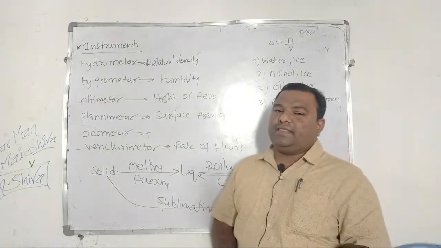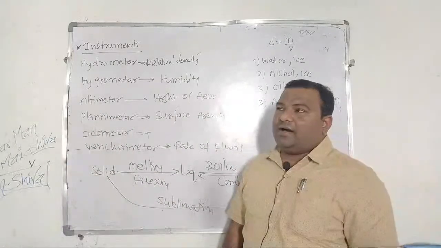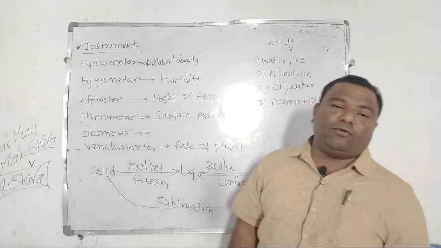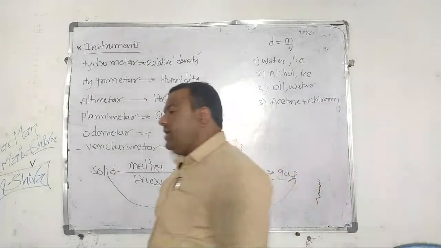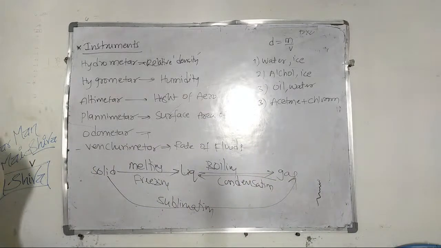Altimeter. It measures the height of the aeroplanes. Next, planimeter. It measures the surface area in the water.